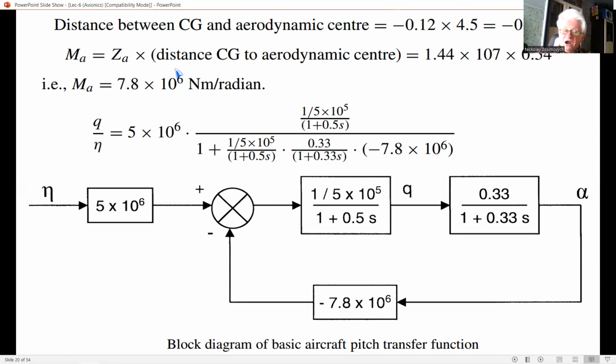The block diagram representation of the basic aircraft dynamics is shown in the diagram at the bottom part of our slide, with the numerical values of Mach number, M eta, M q, M alpha, T1, T2 in circles. The q over eta, as you can see here in the center of this slide, is obtained using block diagram algebra. Let's look at this expression here.